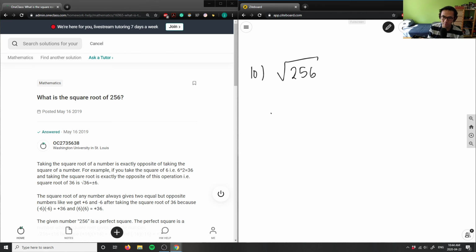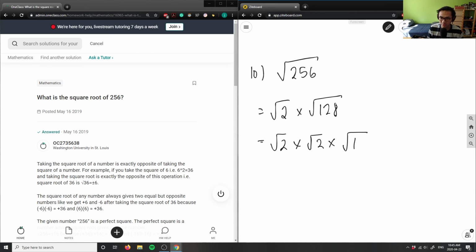So this will equal root 2 times root of whatever 256 divided by 2 is. 256 divided by 2 is 128. Now we can do the exact same thing and take a 2 out of this as well. Let me take another root 2 times root of 128 divided by 2, which is 64. That's great.